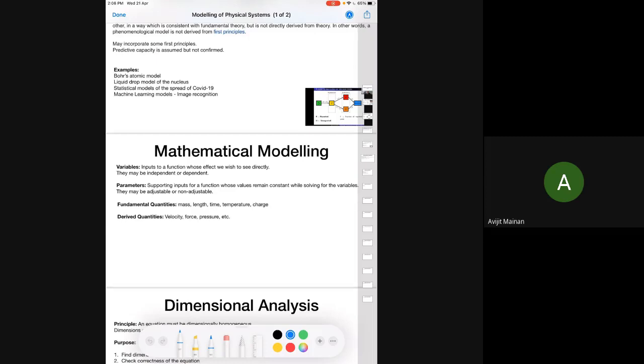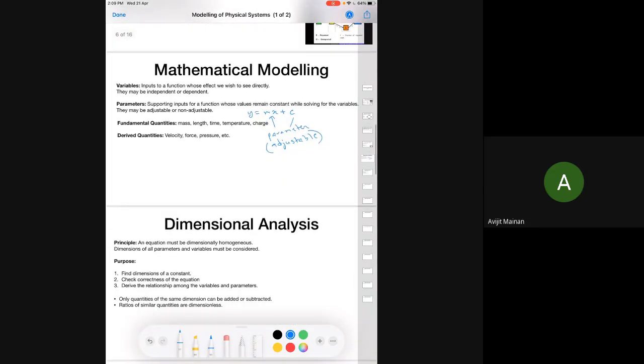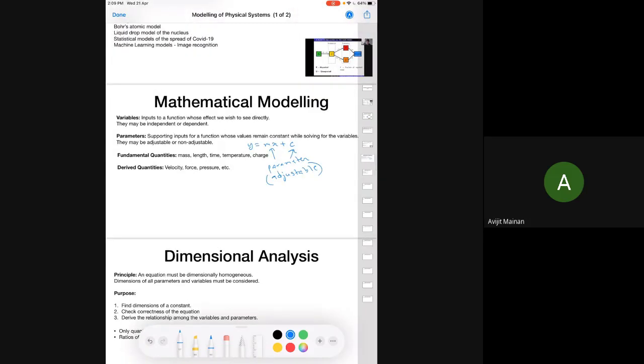And these parameters may be adjustable or non-adjustable. So an adjustable parameter is something like the slope m. So if you have y equal to mx plus c, for example, m is a parameter. And this is an adjustable parameter. C is also a parameter, if you like. But you can also have something, a formula, say S is equal to ut plus half or minus half gt squared.